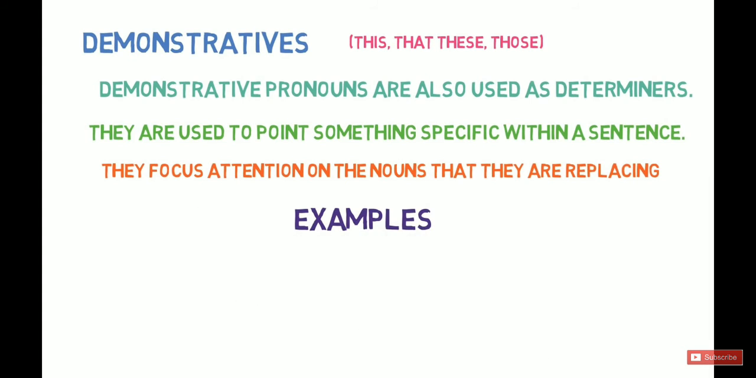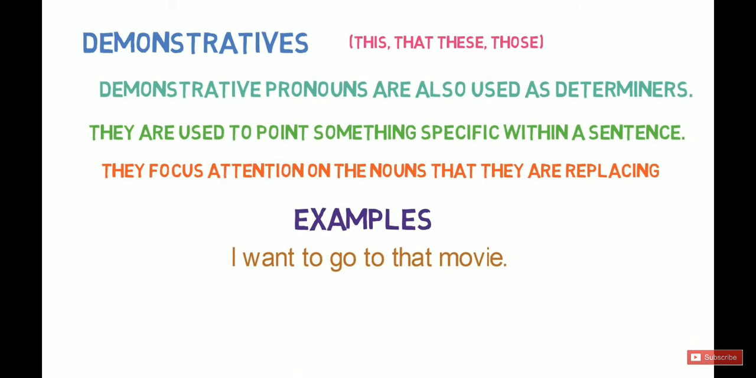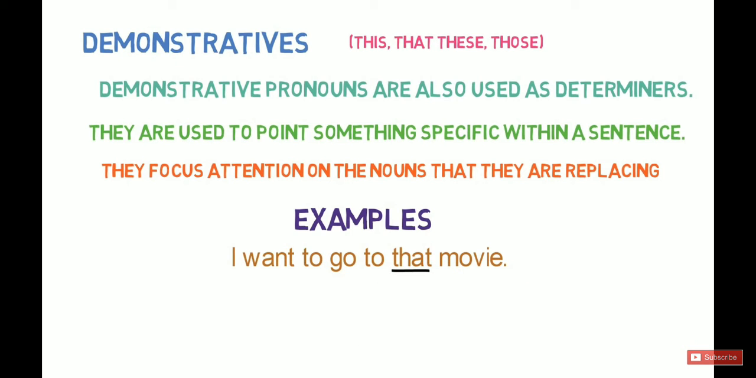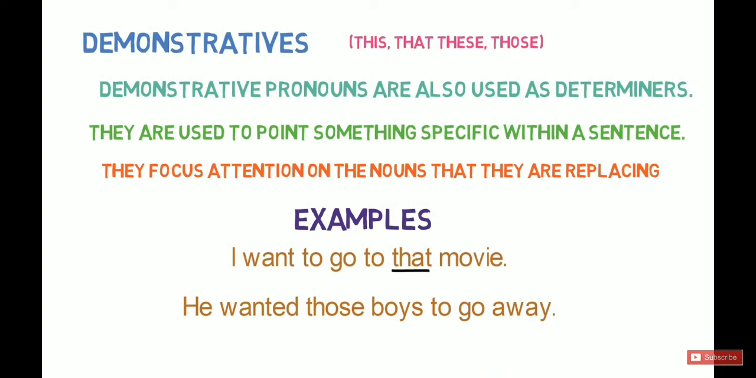I want to go to that movie. Here we are pinpointing specifically that movie. Let's look into one more example. He wanted those boys to go away. Here we are pinpointing specifically those boys. So these are the examples of demonstratives. As demonstratives determine the noun, they come in the category of determiners.